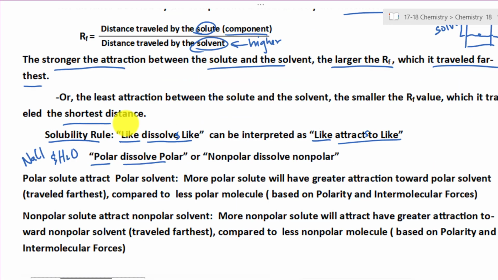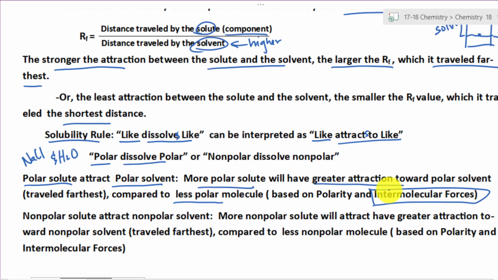Now, if we interpret in terms of attraction, a polar solute would be attracted to a polar solvent. That means the more polar a solute is, the greater attraction it has toward the polar solvent, and the farther it would travel compared to other components in the mixture that are less polar. So how do we determine the strength again? Remember intermolecular forces. The stronger the attraction is, the more polarity there is going to be.